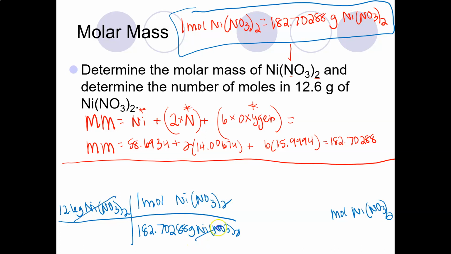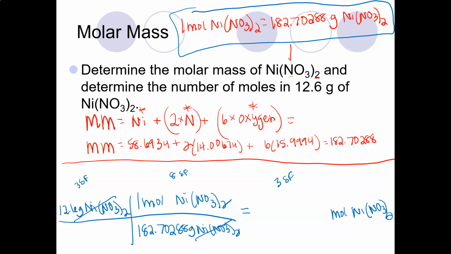And I can cancel out the unit grams. The unit that's left is moles of nickel 2 nitrate. The unit I'm solving for is moles of nickel 2 nitrate. So I'm going to grab my calculator. Let's look at sig figs. Before I do that, my starting number has 3 significant figures. My unit factor here has 1, 2, 3, 4, 5, 6, 7, 8 significant figures. So my answer should have 3 significant figures.